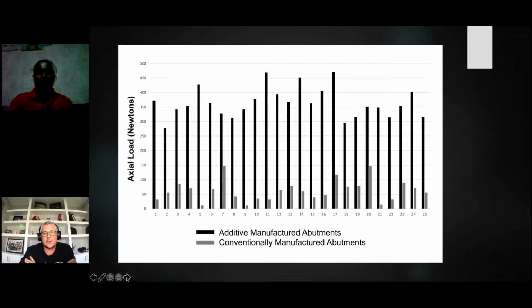So this was the pin strength chart. The black is additively manufactured, and the gray is conventionally manufactured or laser welded. I think you can appreciate that the additively manufactured pin strength is much higher. That's something that we would expect, based on previous studies and the SLM process. It's quite high.